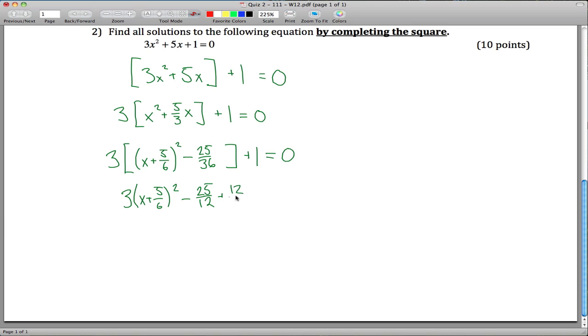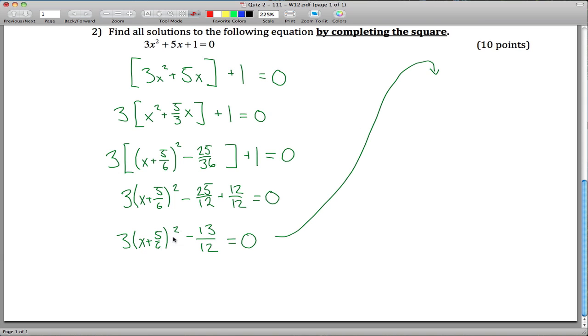Maybe instead of 1, I'll write 12/12 equals 0. And negative 25/12 plus 12/12 is negative 13/12. So you get 3 times x plus 5/6 squared minus 13/12 equals 0. Now finally we're in a form where we can solve for x. See, the first step would be to add 13/12 to both sides. Next step, divide both sides by 3.